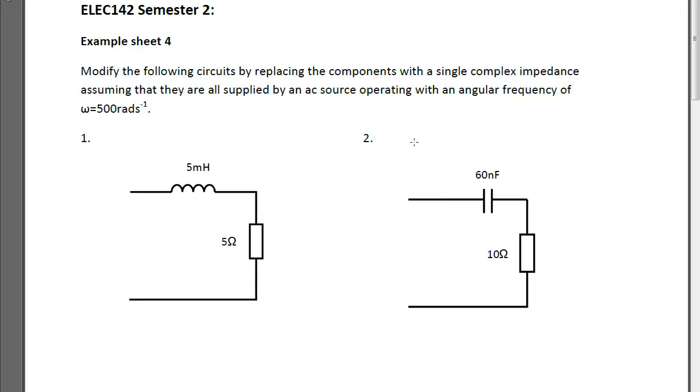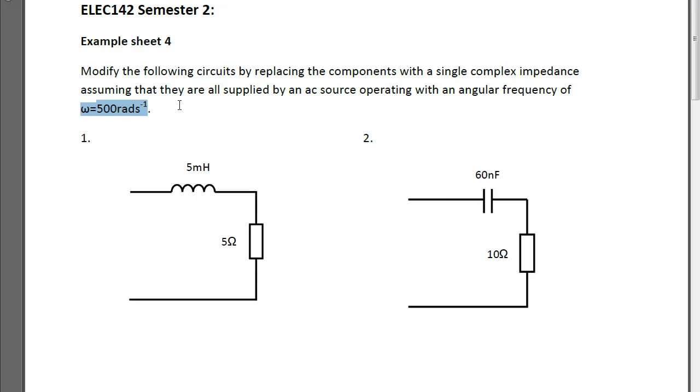So to do this we need to take our components and convert them into complex impedances. So this is the j omega L for inductors and minus j 1 over omega C for capacitors, and resistors stay the same. They're not frequency dependent and there is no imaginary part to them. So that's the key bit of information we have here, that omega is 500 radians per second, and this is our omega value for what we're going to calculate.